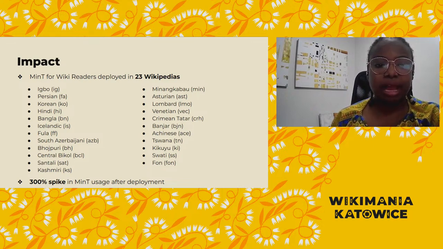You can see we have Igbo, Persian, Korean, Hindi, all these Wikipedias now have Mint for Wiki Readers enabled in them. I'm sure we have also noticed that while reading an article, all you need to do is go to the language selector, like we demonstrated in the screen recording, and you'll be able to access Mint in any language, provided it's enabled in that language.